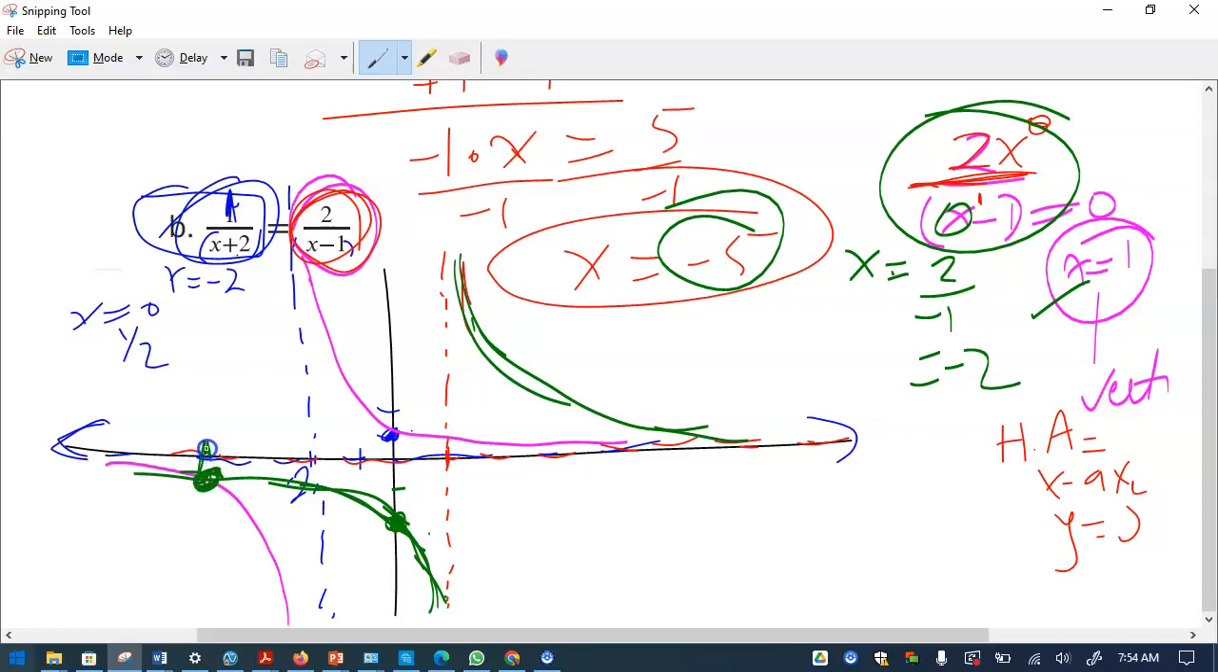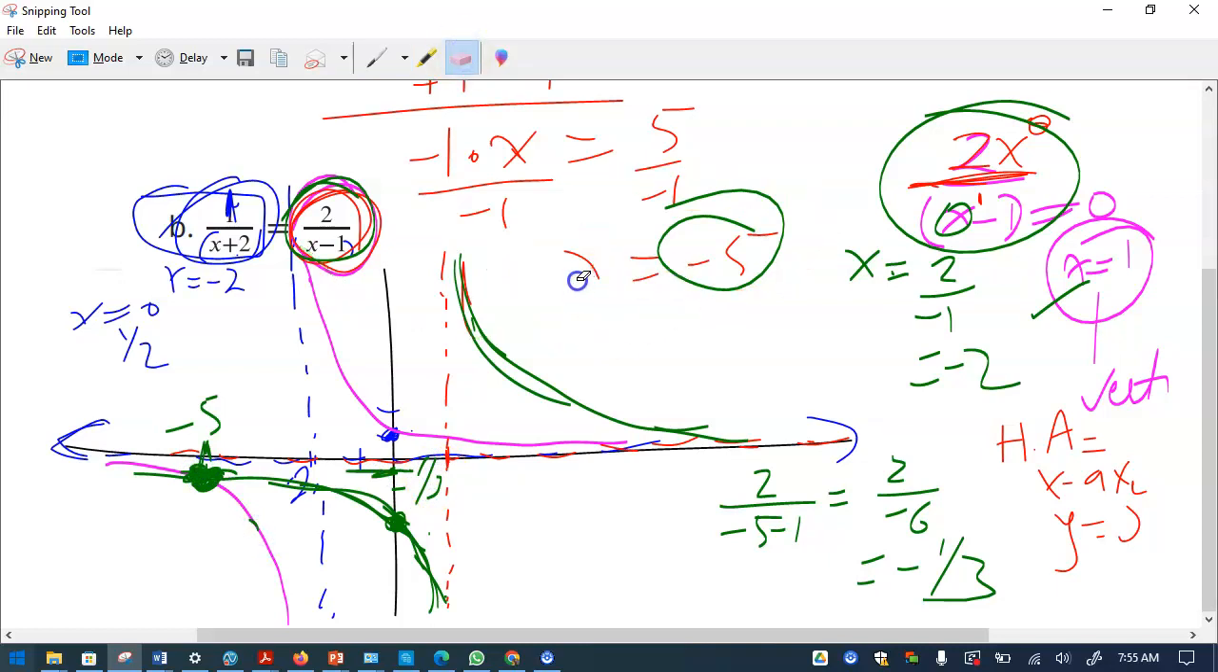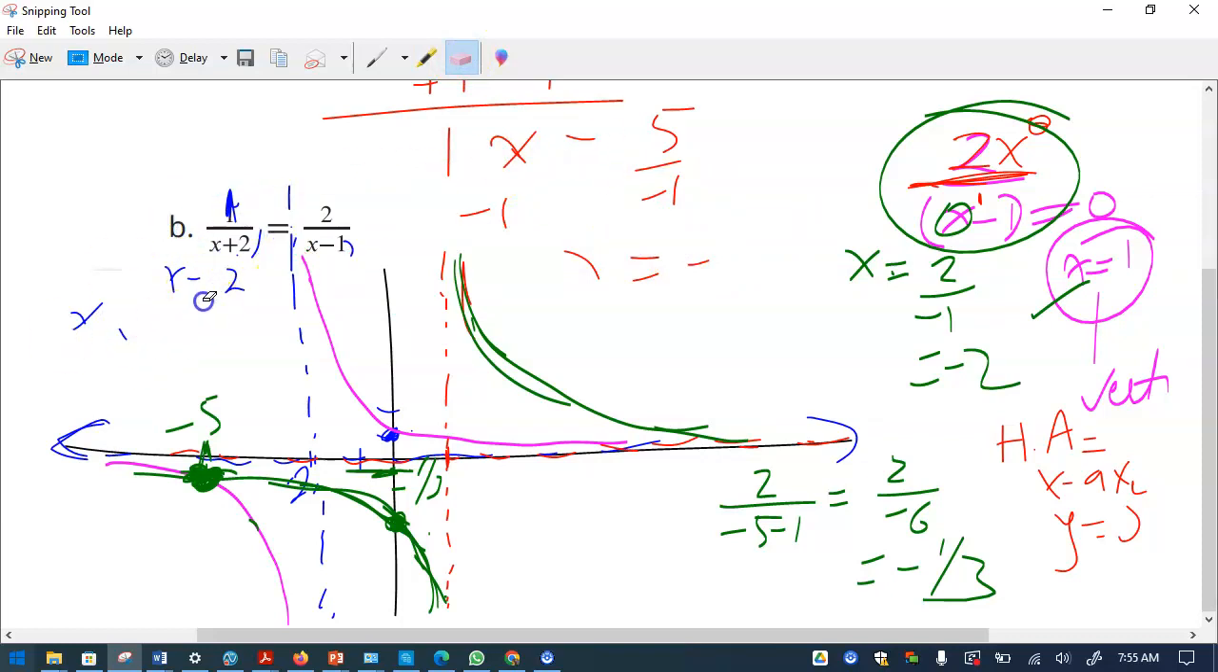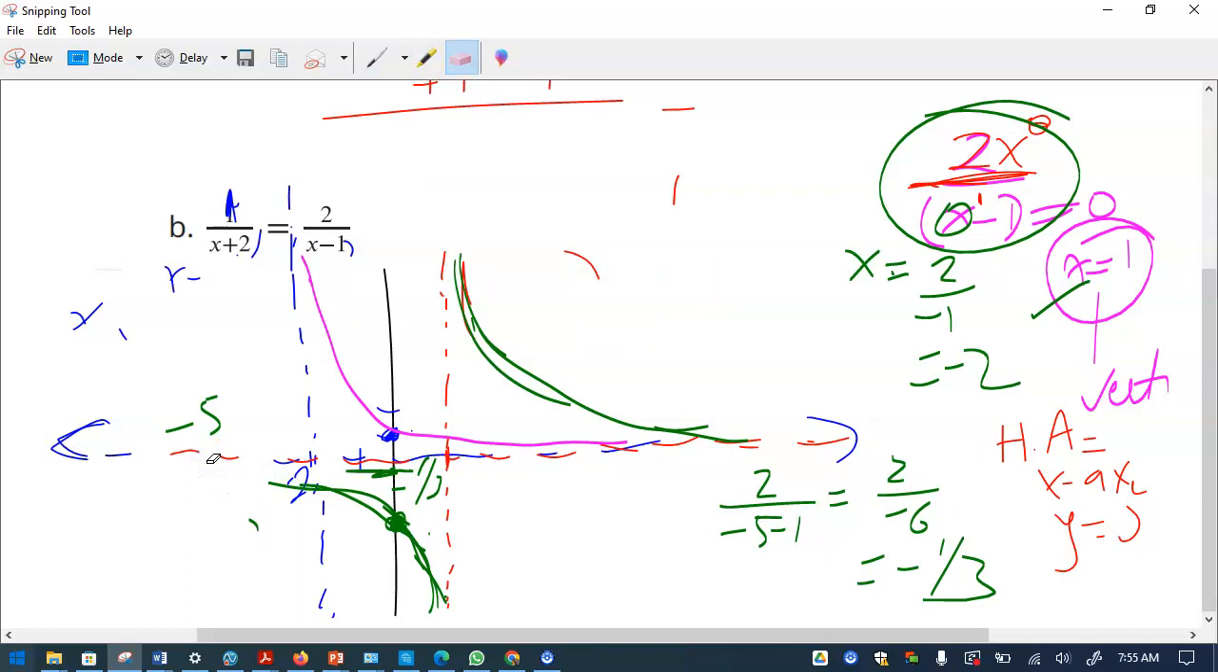This minus 5 I'm talking about is where they meet here. So if I put x as minus 5 here, it is 2 over minus 5 minus 1, which is 2 over minus 6, which is minus 1/3. So somewhere here they cross at this minus 1/3. So that's the understanding of the green graph. The green graph and the pink graph meet each other at this point. I hope that makes sense. Not just solving the problem, also trying to understand how the graph looks.